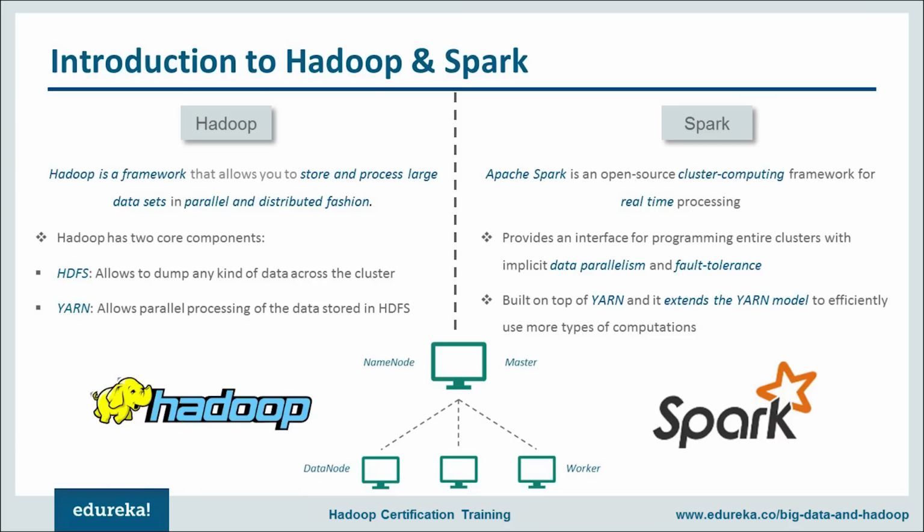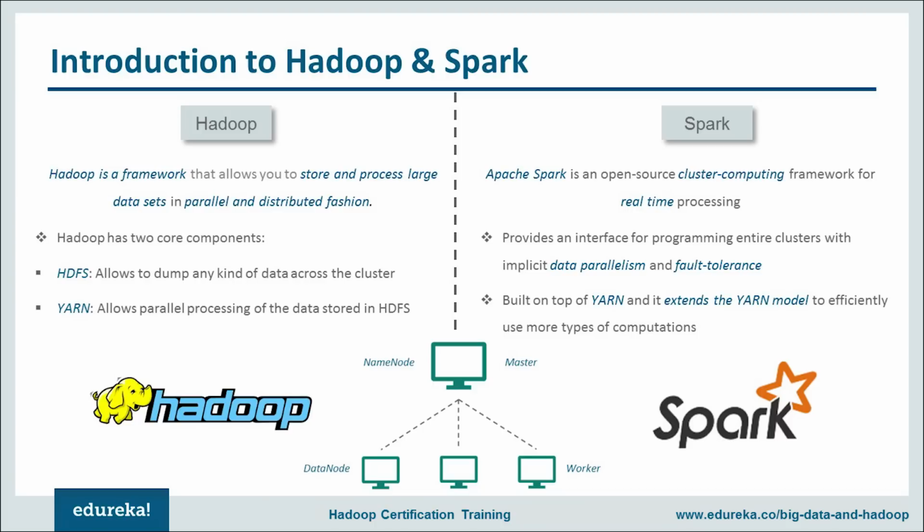You've got Yarn, which stands for Yet Another Resource Negotiator, and this is the processing unit of Hadoop, which allows parallel processing of the distributed data across your Hadoop cluster in HDFS. Then we've got Spark. Apache Spark is one of the most popular projects by Apache, and this is an open source cluster computing framework for real-time processing, whereas Hadoop is used for batch processing.